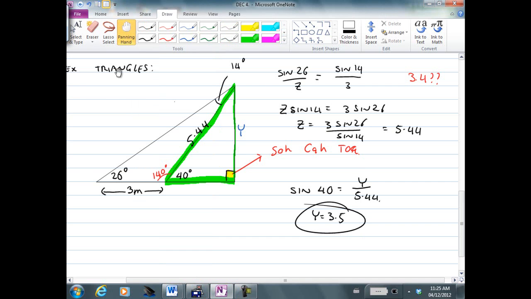Did you go 3 sine 26 divided by sine 14? What if you round it out wrong? Let's hope you don't. 2.3? Something's wrong. Make sure you're in degree mode, by the way.